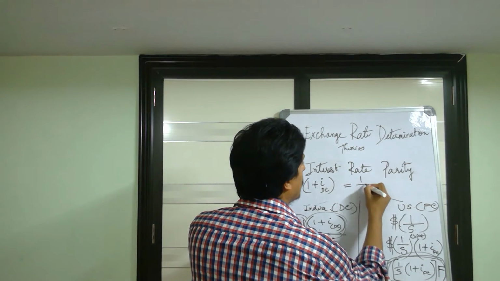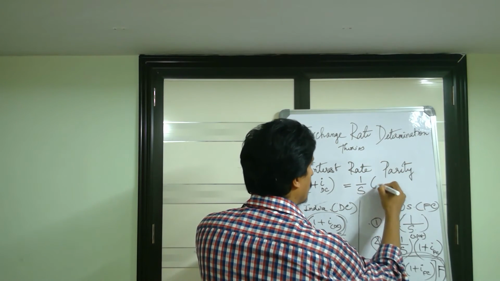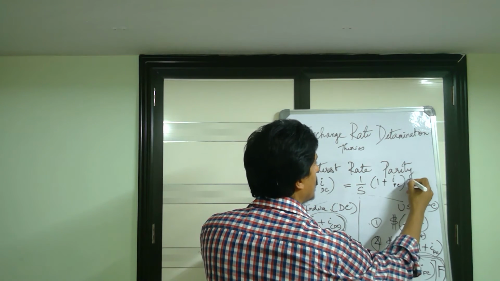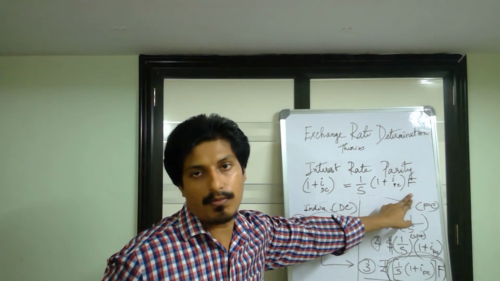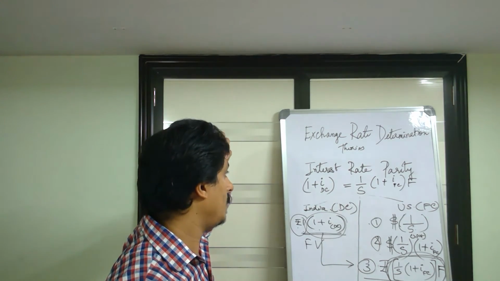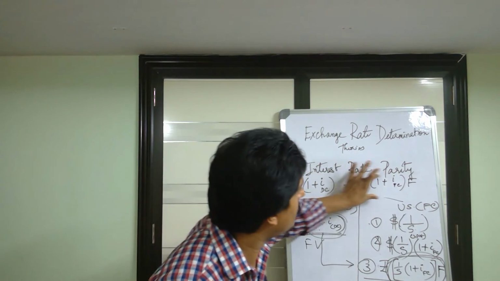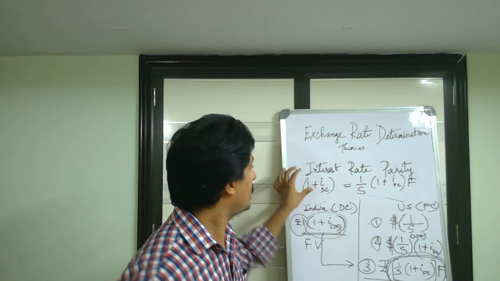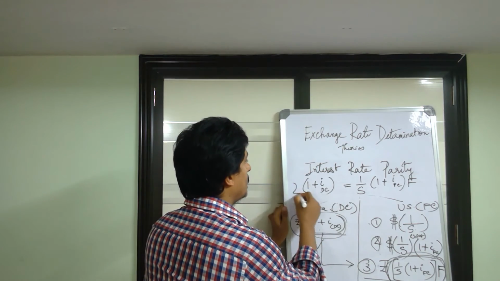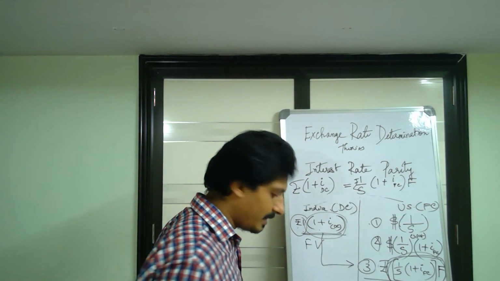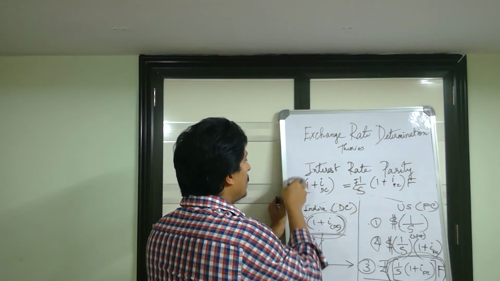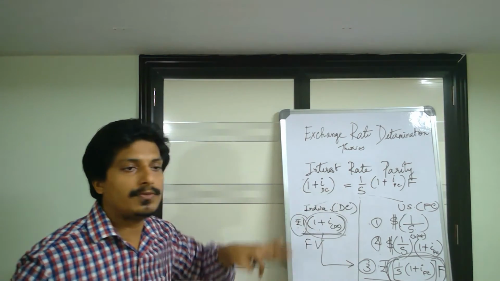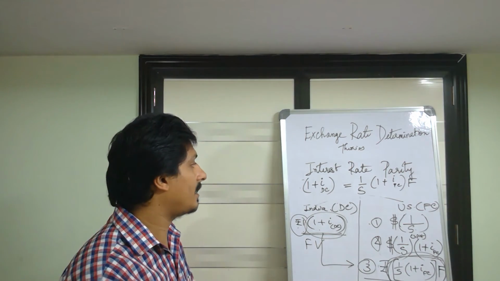You can write 1 by S into 1 plus I, the interest rate in the foreign country, multiplied and converted at the forward rate, hedged in the forward market. This is the dollar return. Hedged in the forward market, you will get rupee value only. This is also in rupees, so because it is in rupees, we are ignoring it. Forget about this. Now you have got an equation which you can universally apply with any country.